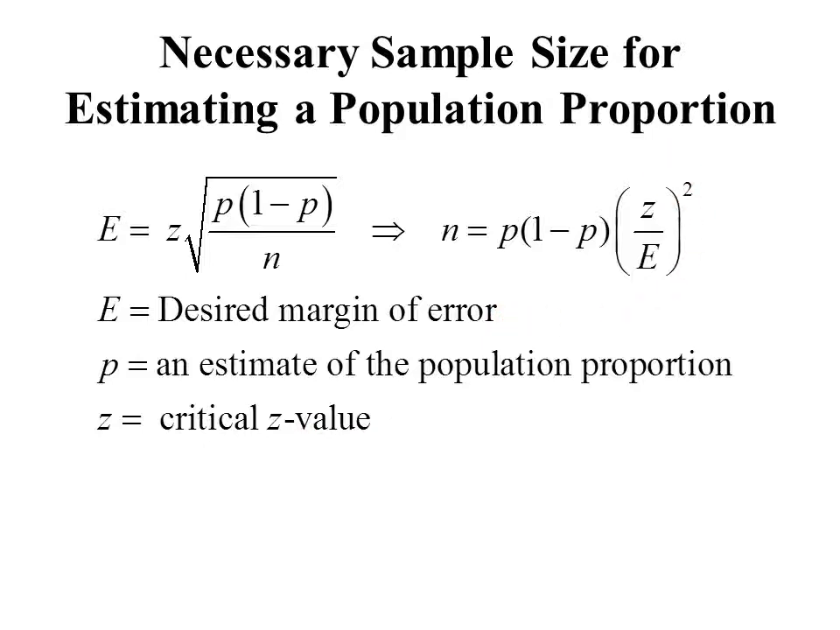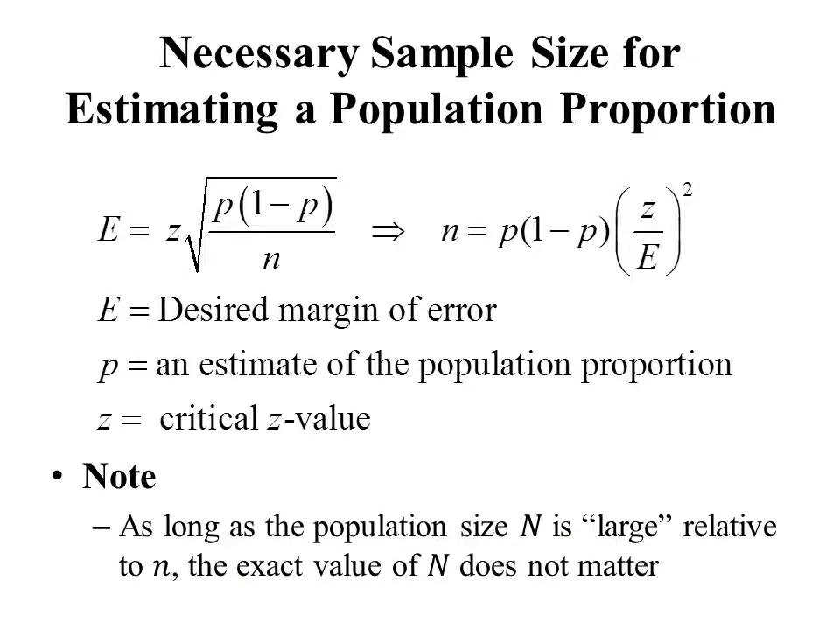And again, note that in this formula, the population size just doesn't come into play. As long as the population size is large relative to the sample size, the exact value of the population size doesn't matter. Again, stressing the fact that we often think that if we have a bigger population, then we need a bigger sample size, but that's not necessarily the case. All that really matters here in determining the sample size is the desired margin of error, your estimate of the population proportion, and your critical z value, which really depends on the confidence level. The population size just doesn't matter.